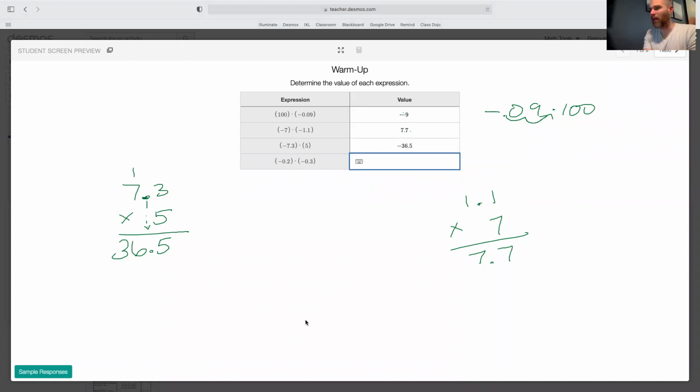And last but not least, we have negative 0.2 times negative 0.3. So I know a negative times a negative is a positive, and 2 times 3 is 6. So it's going to be 0.6. All right. Wait, no. I think I almost messed that up. If it was 0.2 times 3, or if it was 0.3 times 2, then it would be 0.6. I almost messed that up, though.